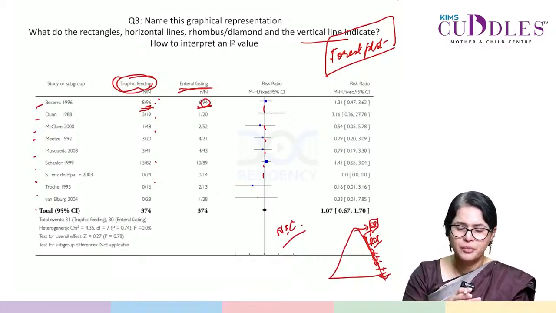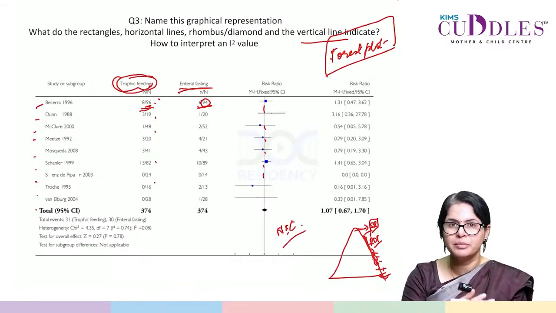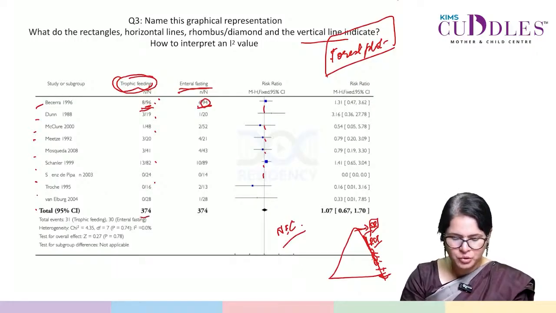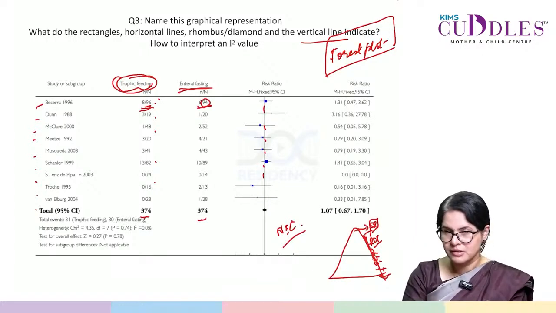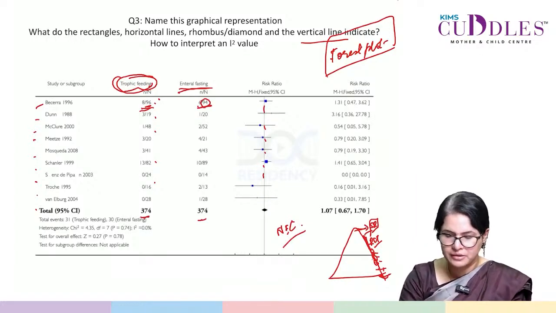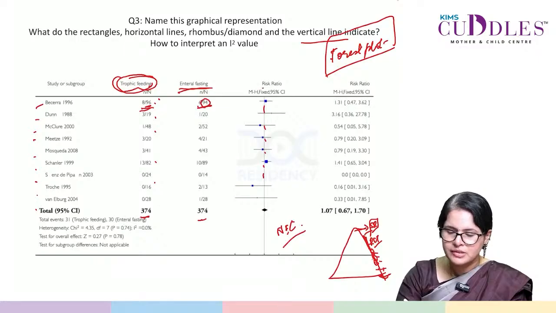So you have the total number of participants and the number of participants who developed the outcome. And then you find the sum total of the total number of participants in the intervention group and total participants in the control group, in all the randomized controlled studies that have been included in this meta-analysis. Then you have the risk ratio of each study. Each of these rectangles here represents the risk ratio in the individual studies.